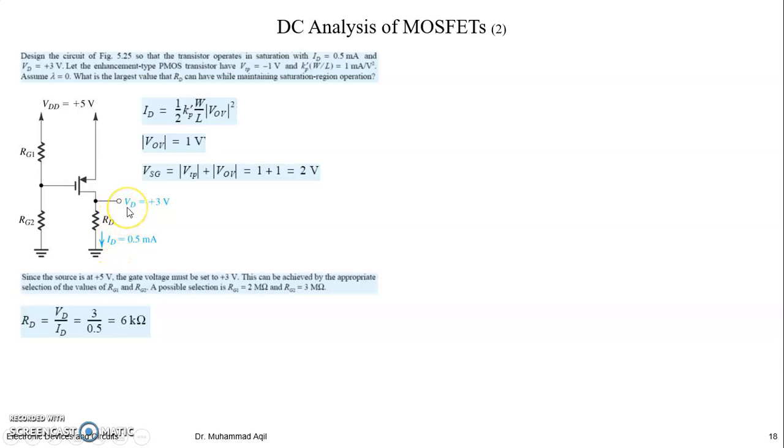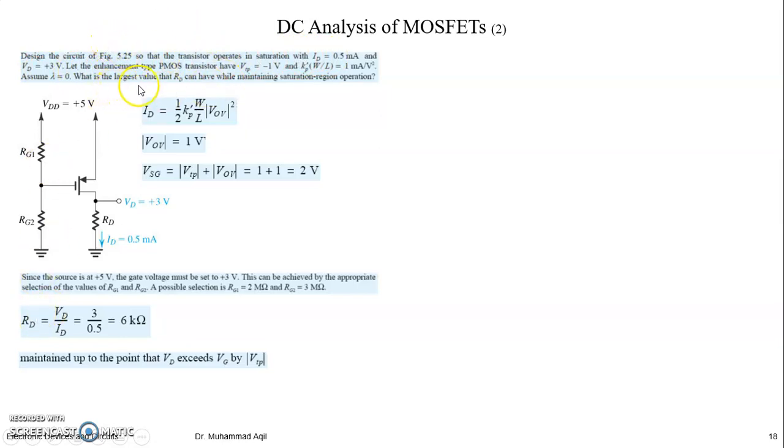So VD minus 0 divided by ID is RD, right? Simple Ohm's law. So maintain up to the point that VD exceeds VG by the magnitude of VT. What is the meaning of this sentence? We have solved one part. We have found the values of RD, and RG1 and RG2. We have actually designed the circuit.